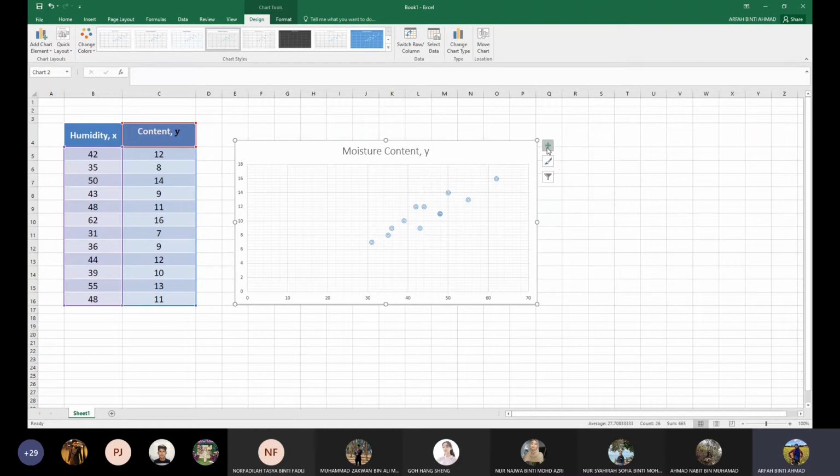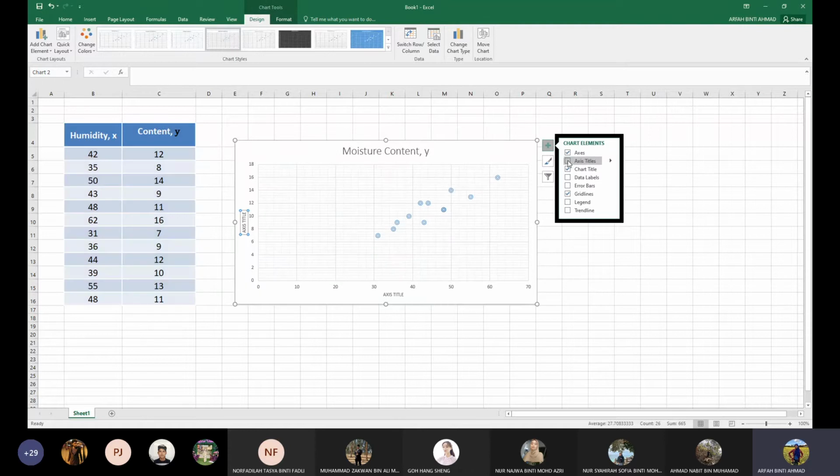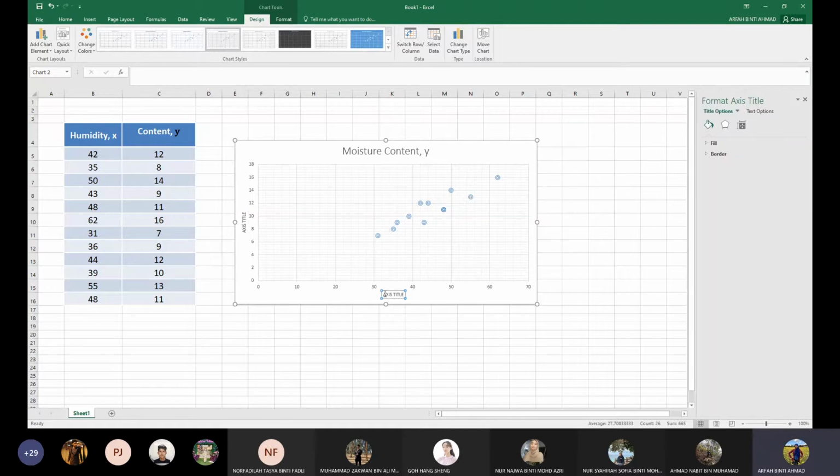So, chart element, klik dekat sini. Insert axis title. Okay. So axis title, the first one is humidity. Dekat X tu adalah humidity. Yang ini adalah moisture content. Okay. Tajuk dia pun salah, bukan moisture content. Plot of humidity versus moisture content.